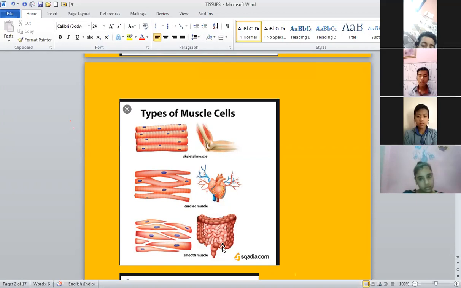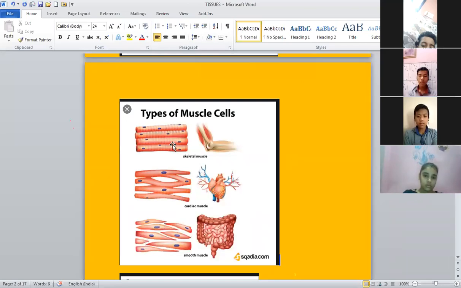Now, what is the function of muscular tissue? Muscle tissue is a contractile tissue. It causes the movement of the body and its various parts such as arms and legs by contraction and expansion. They are classified into three types. There are three types of muscular tissue. We'll study one by one.